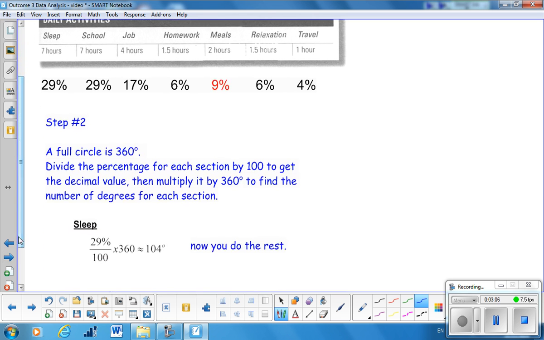So if we look at our sleep example, 29% divided by 100 gives us the decimal 0.29. Then we multiply that by the 360 degrees, which shows us that approximately 104 degrees of our circle will need to be colored in to represent the sleep period of time. You finish up the other ones.